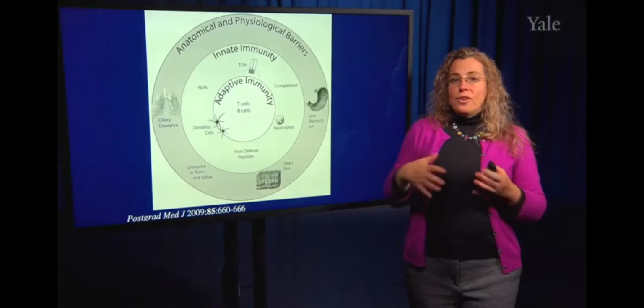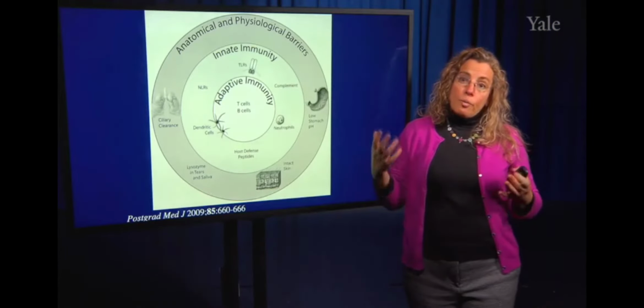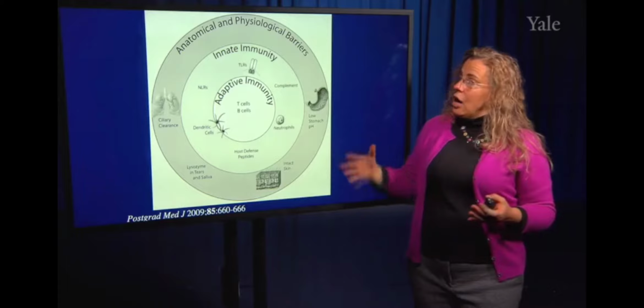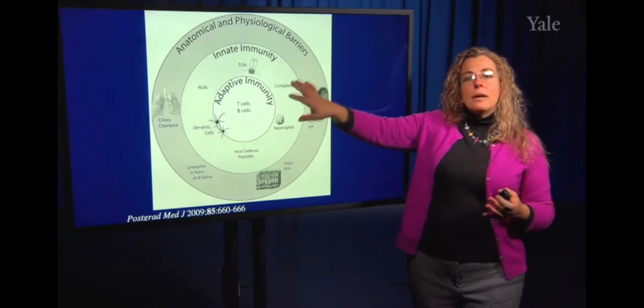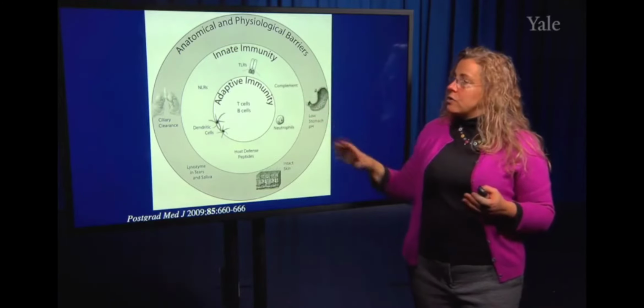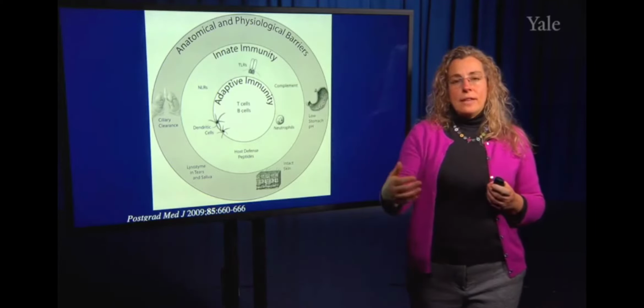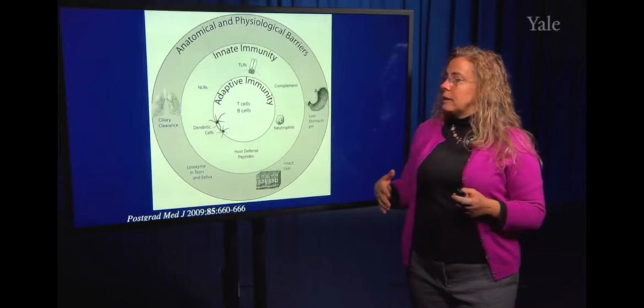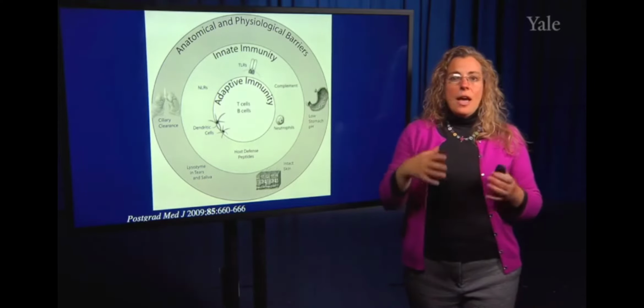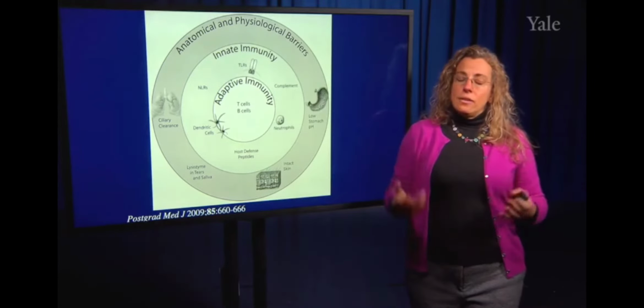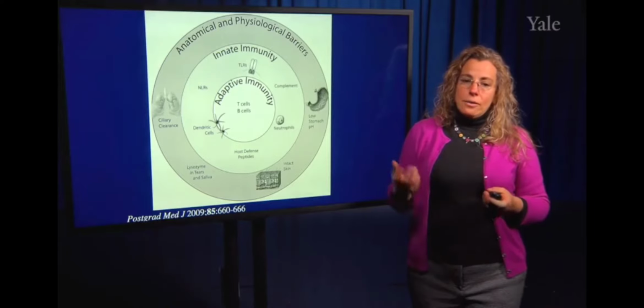Now, if your outer walls are breached, then your immune system comes into play. First, it's the innate immune system that forms the next defense mechanism, and ultimately, it's your adaptive immunity that will kick in if the infection is prolonged and severe.